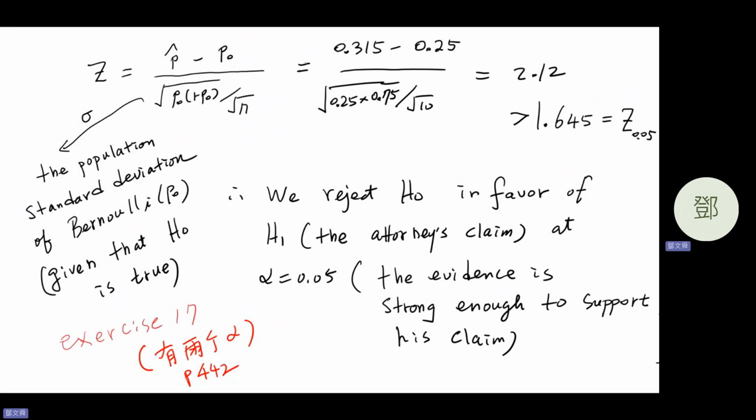And the evidence is strong enough to support his claim. And now we should reject the null hypothesis at the 0.05 level. All right? Okay. Understand? Any question?